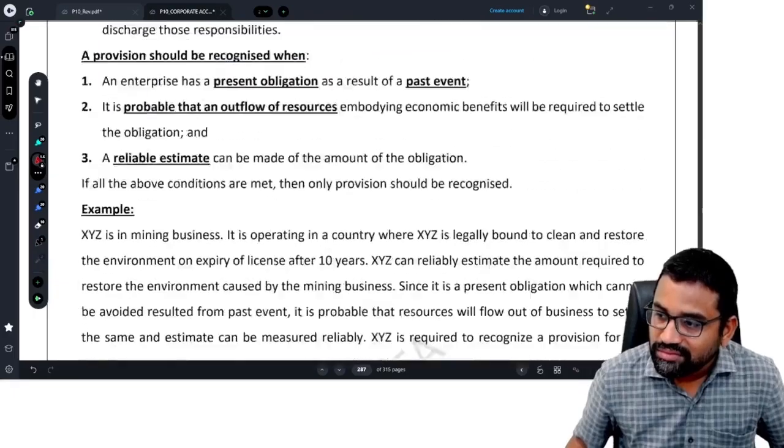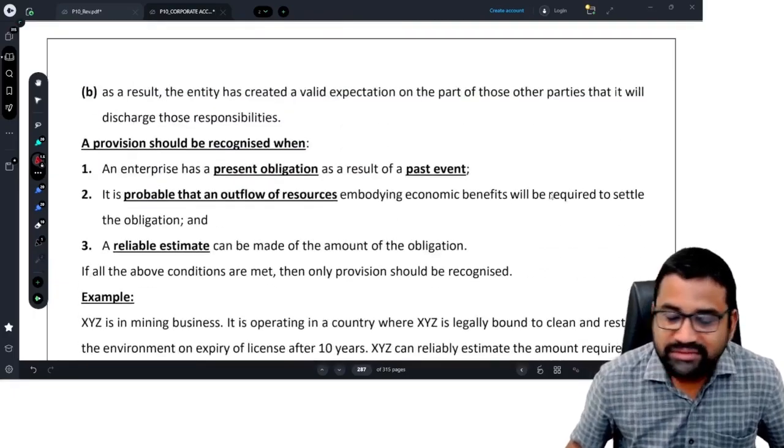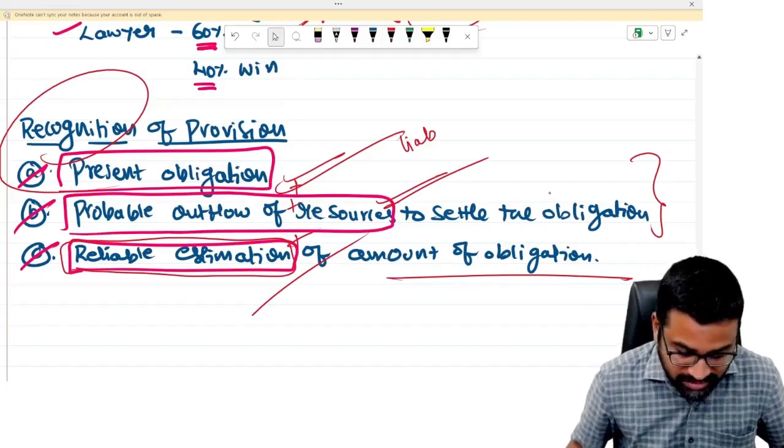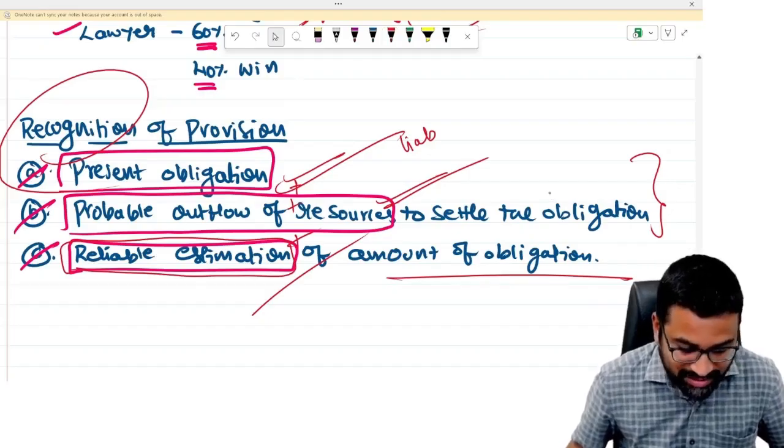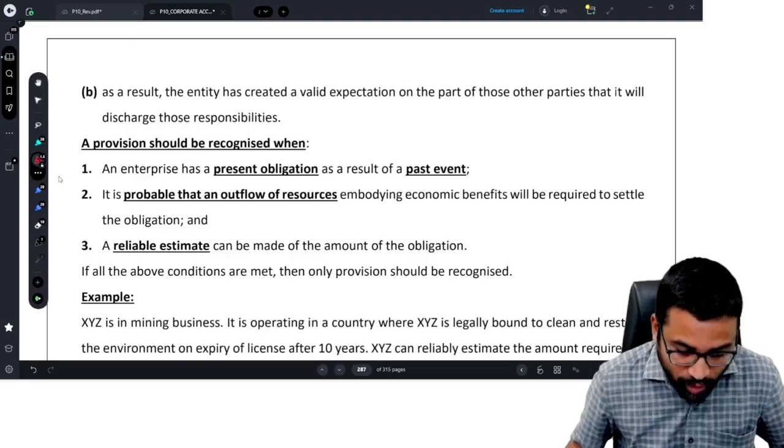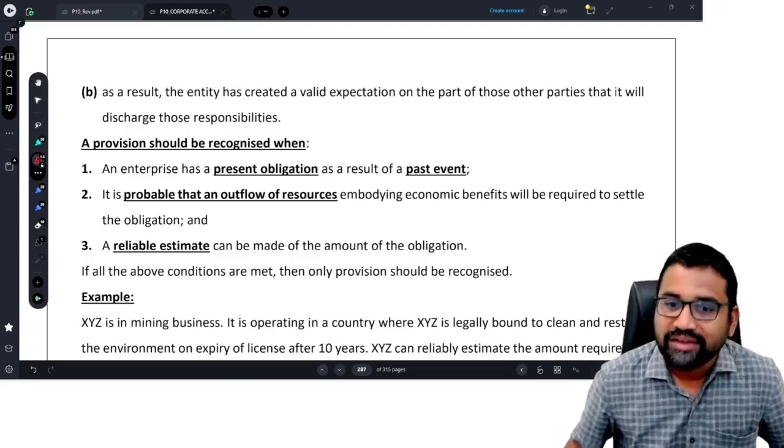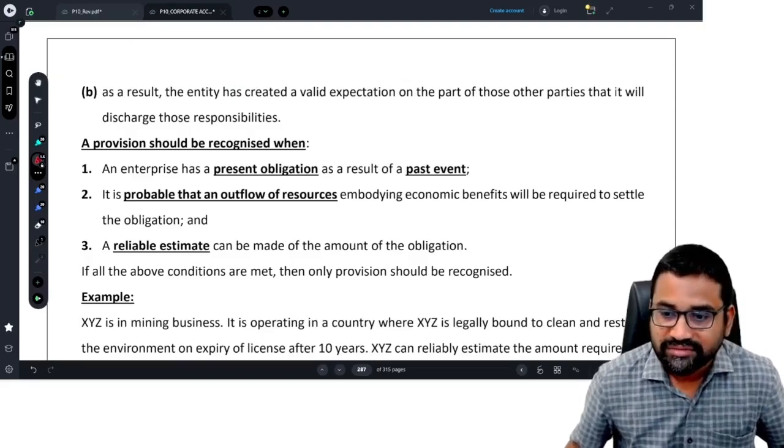So when we need to recognize a provision, three conditions: present obligation, probable outflow of resources, reliable estimation. If all these three conditions are satisfied, then we recognize the provision.